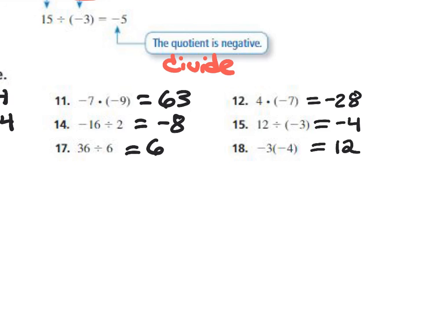So if your multiplication facts are rusty, you definitely want to review them. This is a good chance to do that.